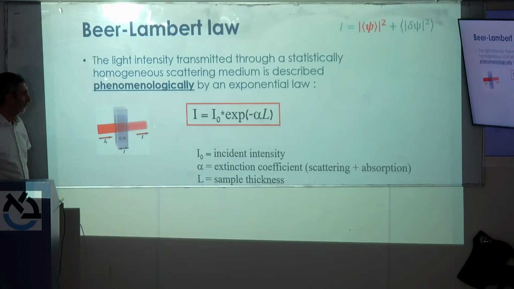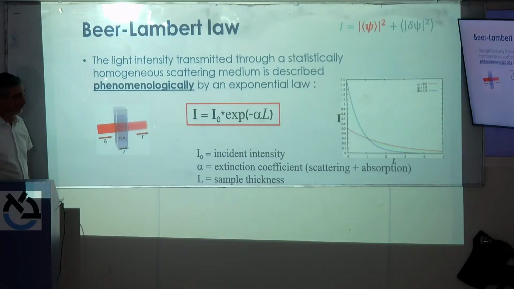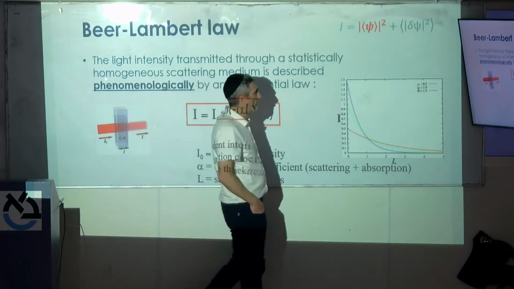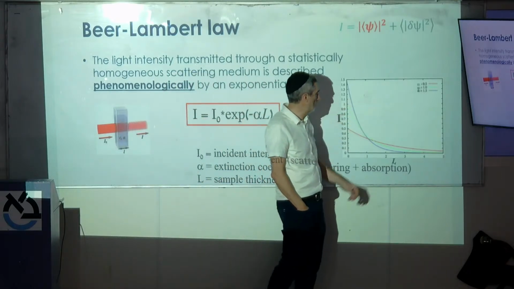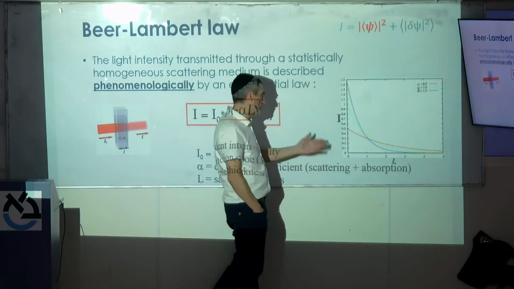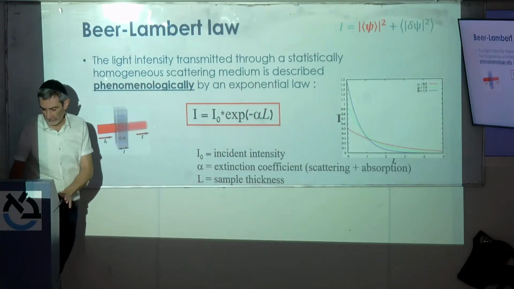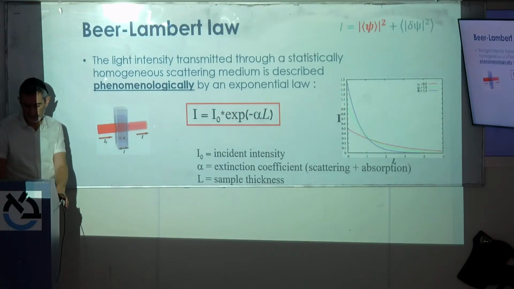So how do we demonstrate this? This is an example for different values of alpha, which describes the medium. You have an exponential decay, more or less fast depending on the scattering inside the system.